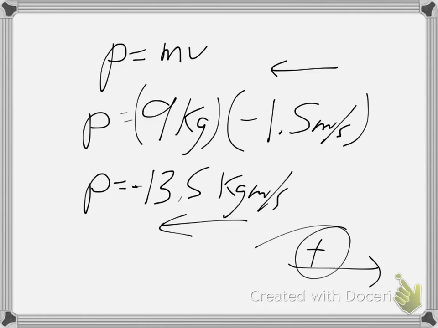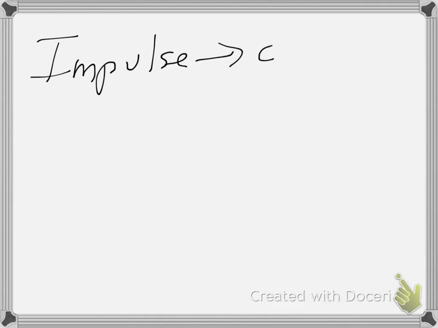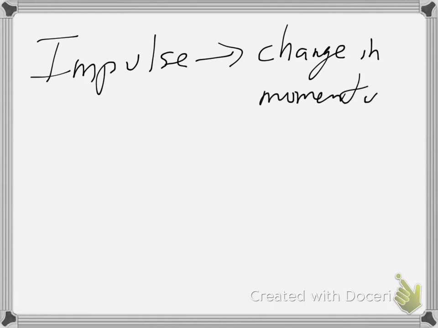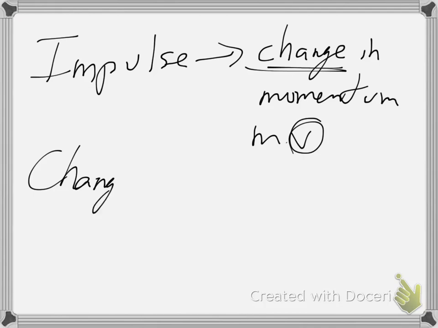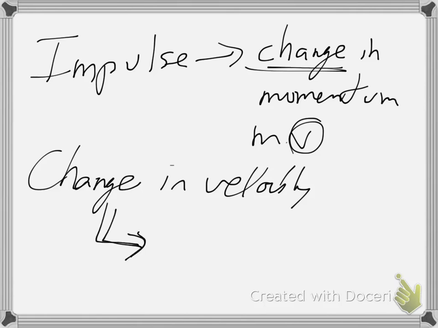Now, after we did momentum, we decided to go on to impulse. Now, we said the impulse was basically a change in momentum. And since momentum is based upon the mass of an object times the velocity of the object, if we have a change in momentum, then we're also going to have a change in velocity. Now, a change in velocity is what you know as acceleration.